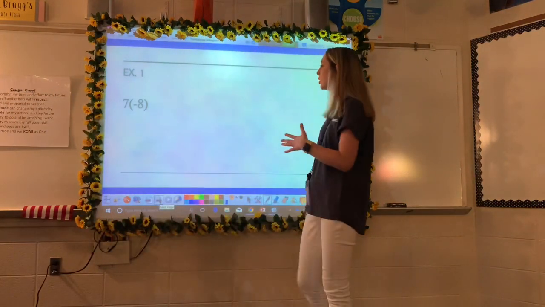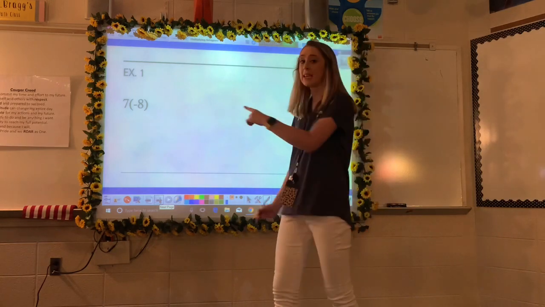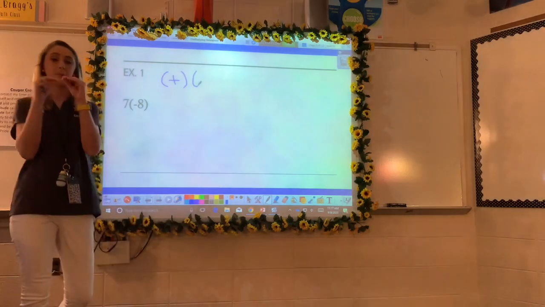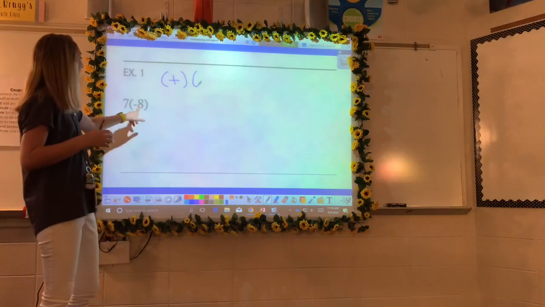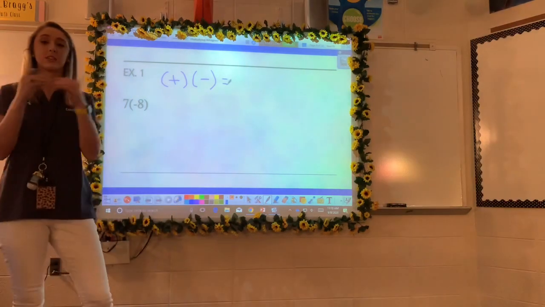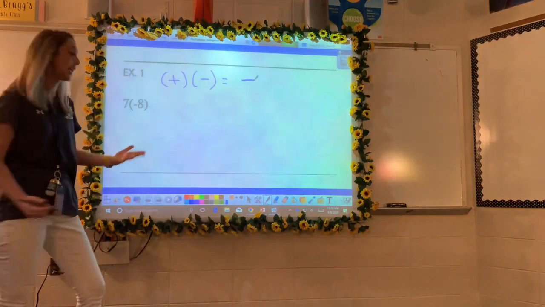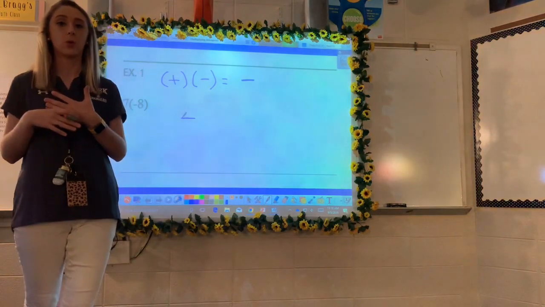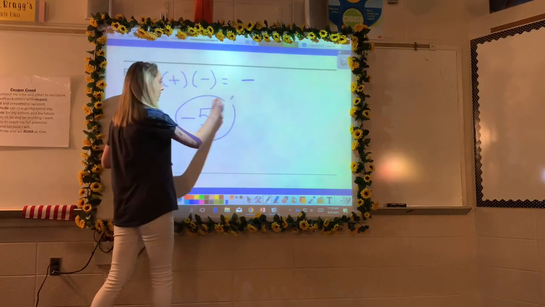For example number 1, we're given 7 times negative 8. Let's break this up real quick. 7 is our positive number. When a number and number are side by side with parentheses, that means to multiply, in case you forget that. Then negative 8 is a negative. When we multiply and the signs are different, you're always going to get a negative. So this answer has to be a negative something. You should know what 7 times 8 is because that's a fact you've done before. 7 times 8 gives us 56. So our answer is negative 56.